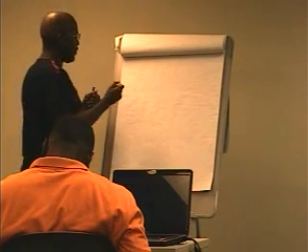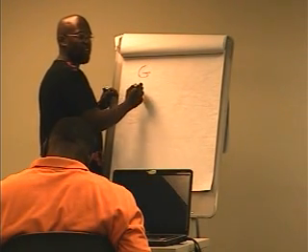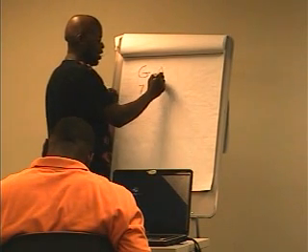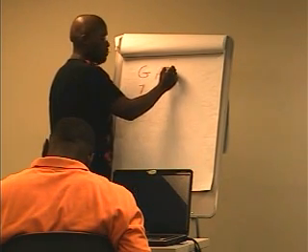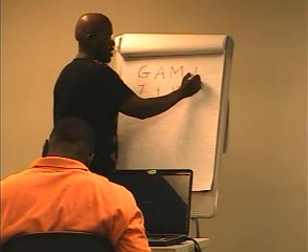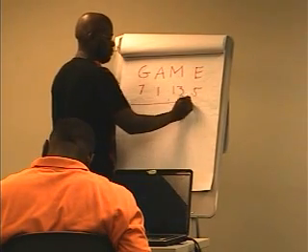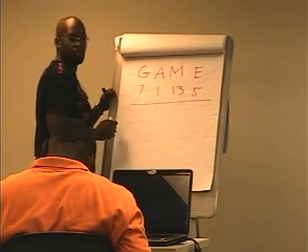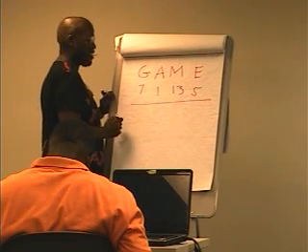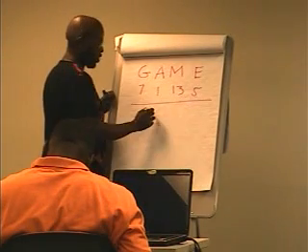Let's do the math. G is what? What's the number for G? 7. In English. 7. What's the number for A? 1. What's the number for M? 13. What's the number for E? 5. Add it up. 7 plus 1 plus 13 plus 5. 26.